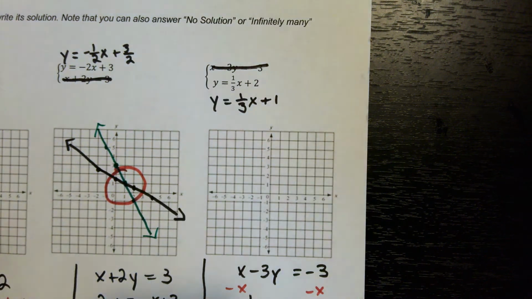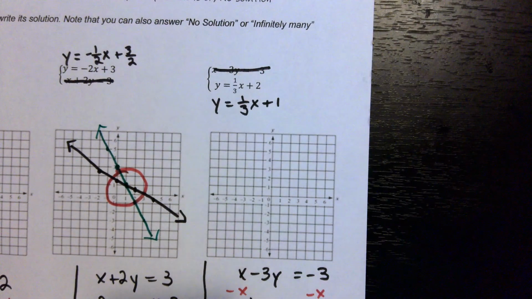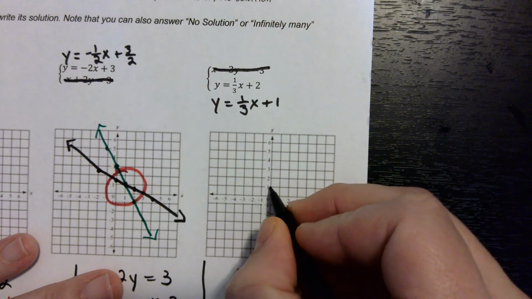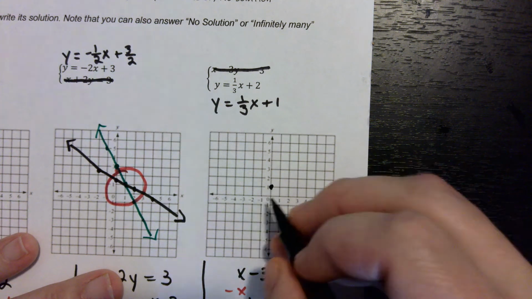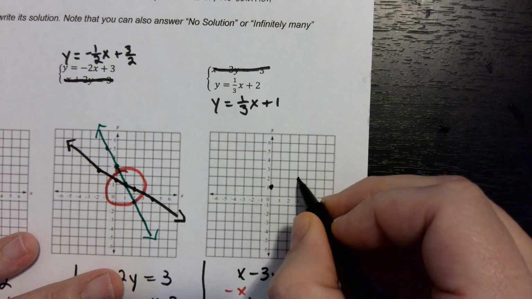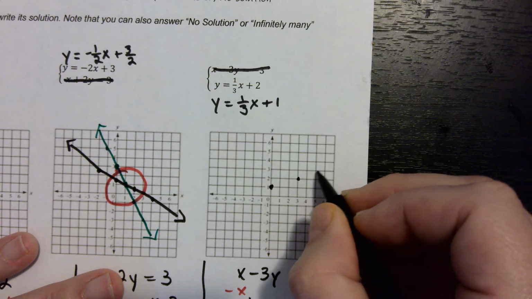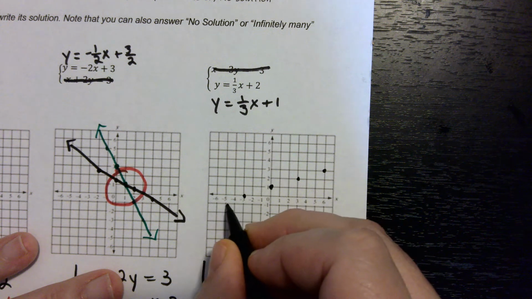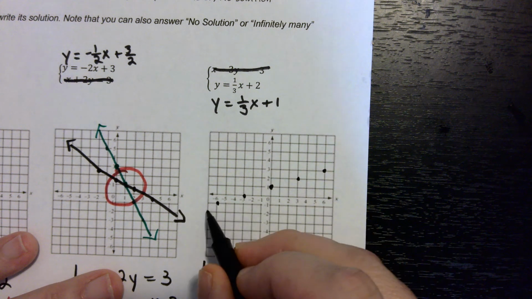Notice that they have the same slope, right? But they have different y-intercepts. So this means these two lines are going to be parallel. Okay, they have the same slope, but one of them crosses at 1 and has a slope of 1/3. So up 1, 3 over is the slope. Down 1, 3 left. Okay, so it's going to look like this.